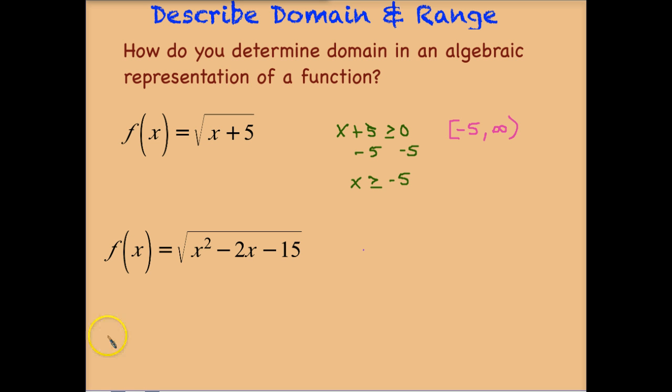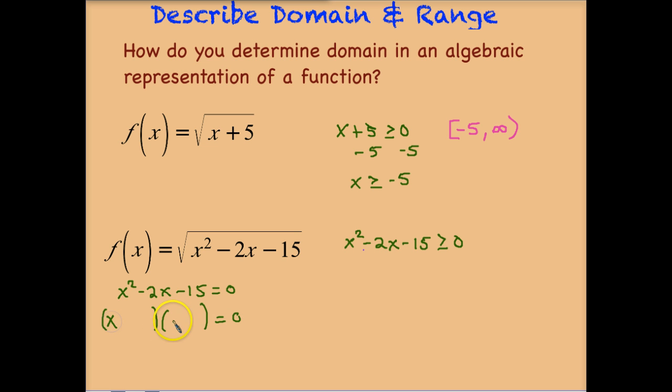Let's look at this last problem. This one is a little bit more difficult. We have a quadratic inside our radical here, and we need it to be greater than or equal to 0, just like the top one. So how do we go about doing that? In order to do that, we need to solve our quadratic first. So we'll set it equal to 0, and we'll factor it in order to solve it.